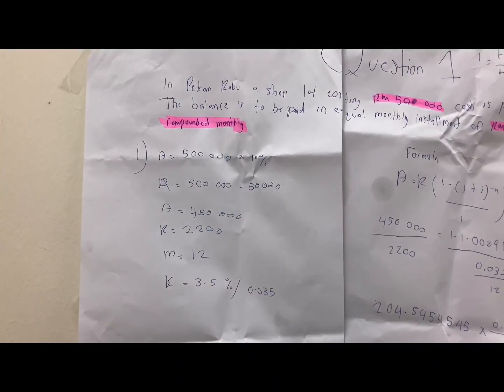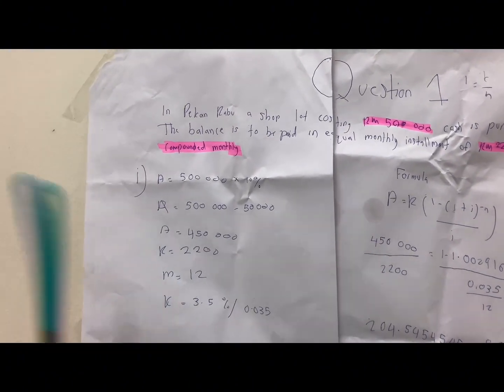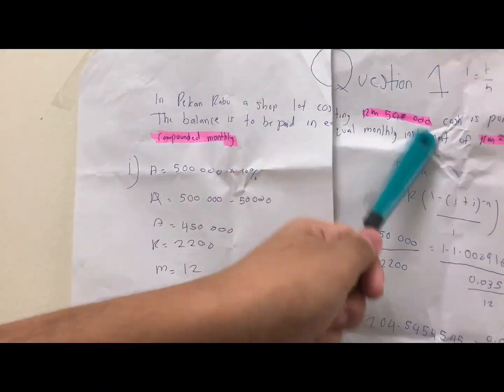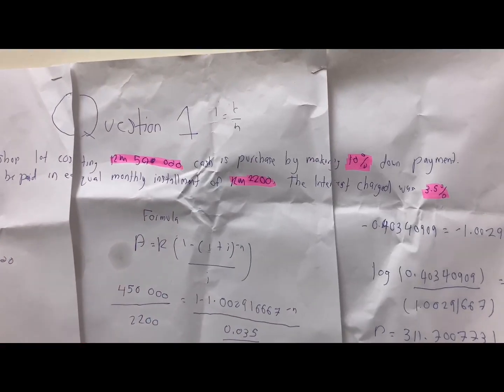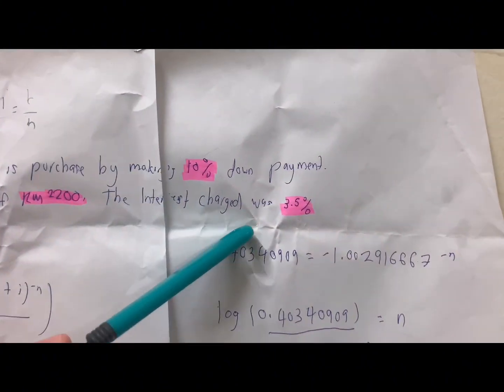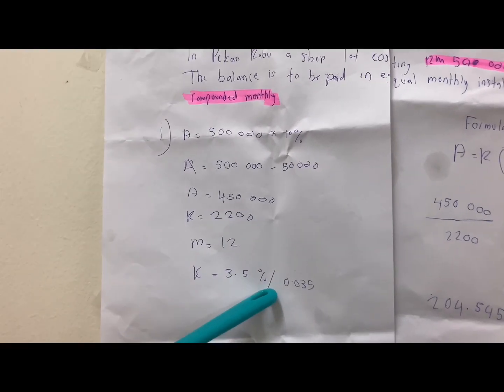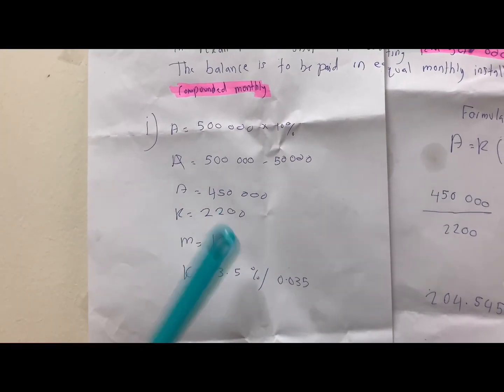We minus them and we got 450,000. So that is the real A, and the R is 2,200. Why we got it in the question? Monthly installment of 2,200. M is 12 because it said compounded monthly. K is 3.5 because the question said interest charge was 3.5%, so 3.5% is not the real K, so we divided by 100, so we got 0.035.